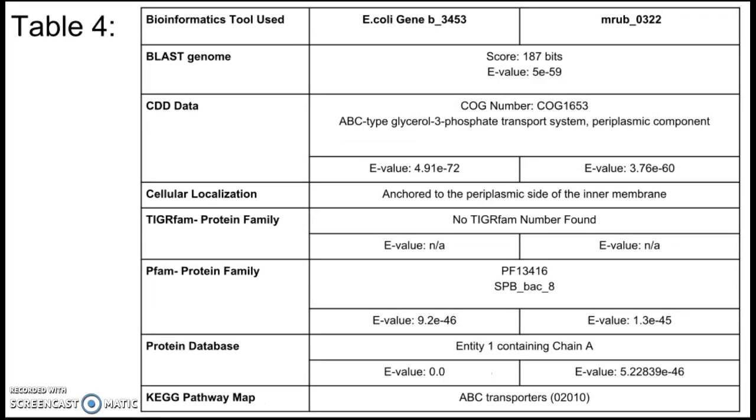The last gene pair analyzed was mRub0322 and B3453, both of which are classified as UgpC in their respective genomes. We have, again, another table to compare the bioinformatic tools used. The BLAST database, again, gives low E values indicating that they're orthologous. The COG number identified was the same for both genes, and the cellular localization data showed that both genes were confirmed to have the same location. The PFAM database shows the same protein family between the two genes with very similar E values, while neither gene had a hit with the TIGRFAM. No hit in TIGRFAM leads to inconclusive results, but because several other pieces of evidence are strong, it can be concluded that mRub0322 and B3453 are orthologous to each other.